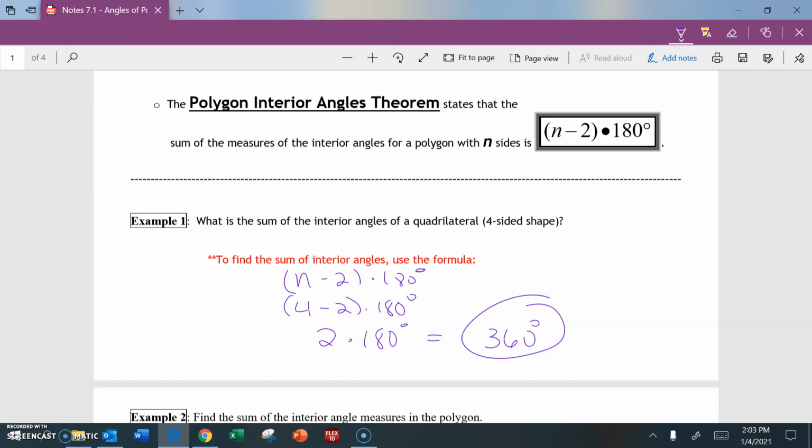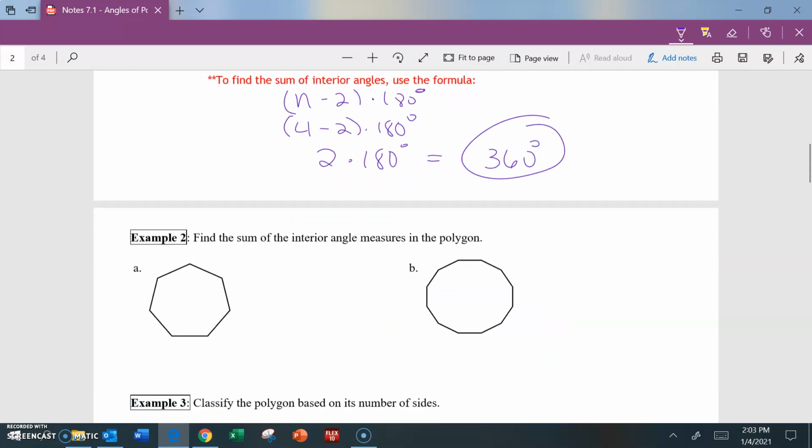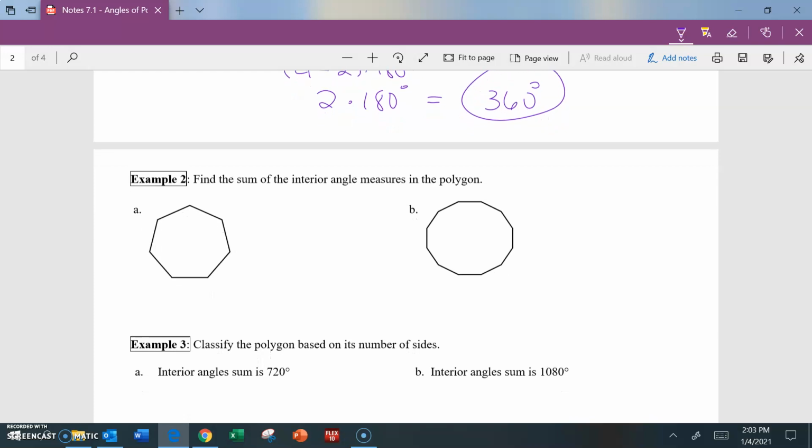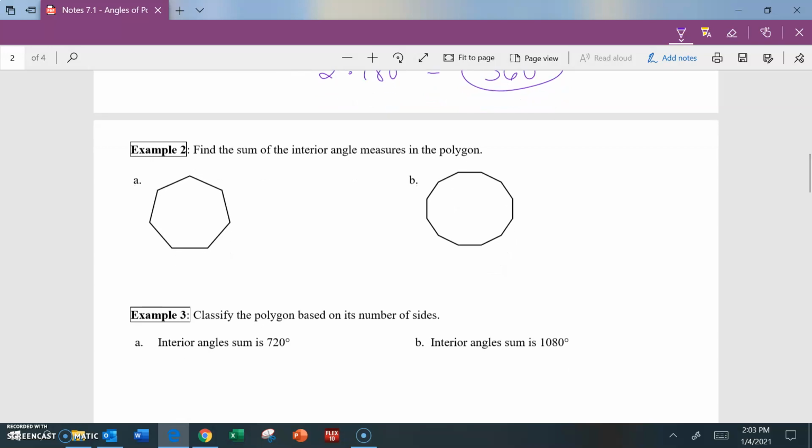So a triangle, if we really think about the triangle, if you would substitute in 3 for n, 3 minus 2 is 1, and 1 times 180, so it fits with our 180 degrees on the three angles of a triangle, okay? If you want to pause at any time and do the examples and then check them with me, do what works for you and the pace that works, okay?